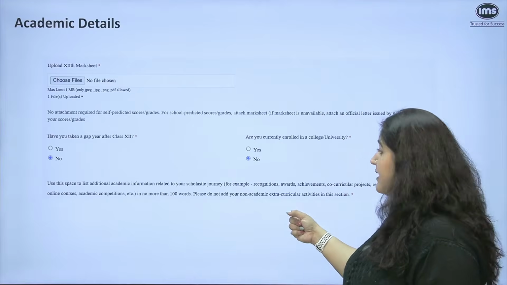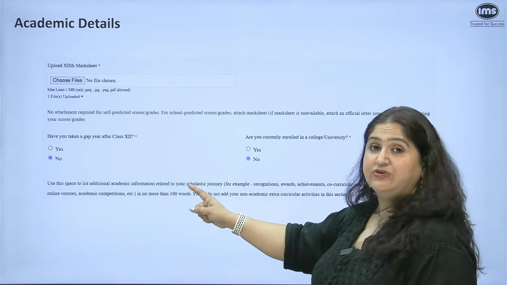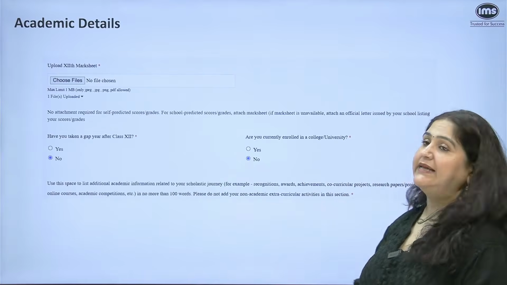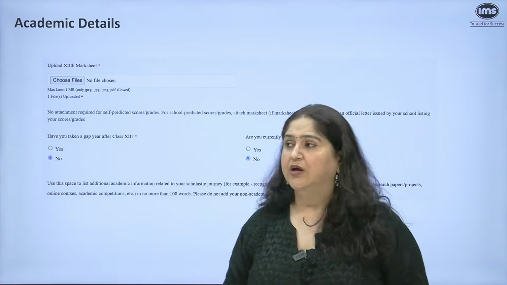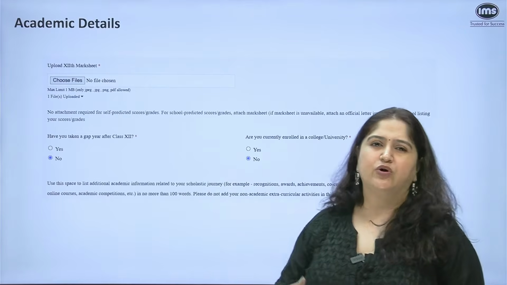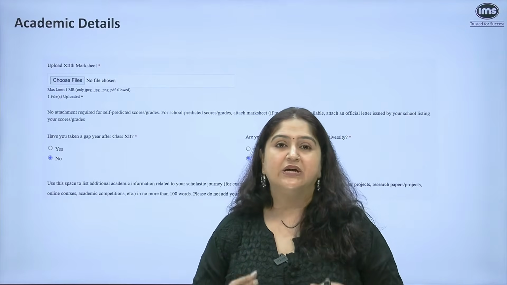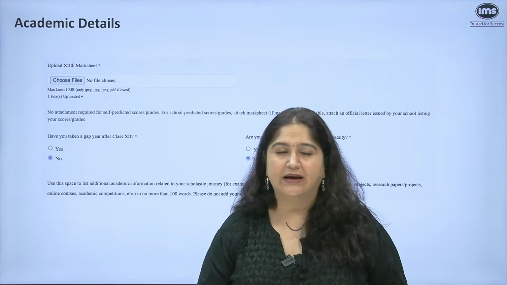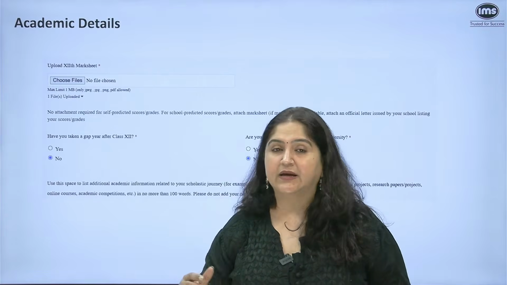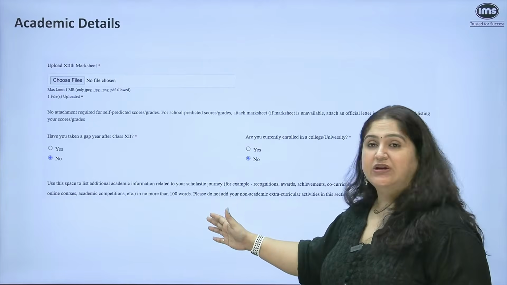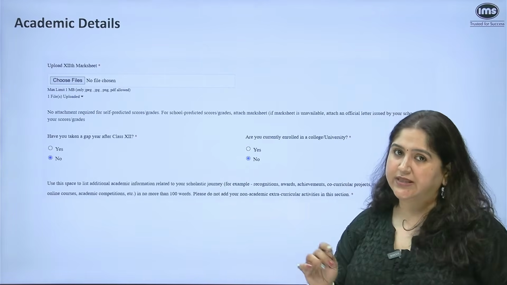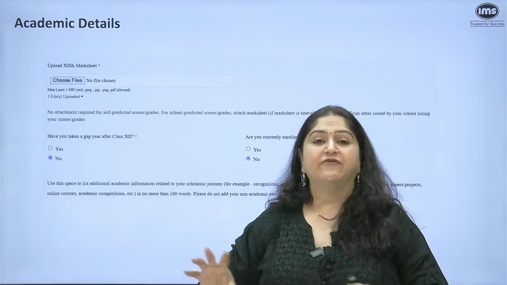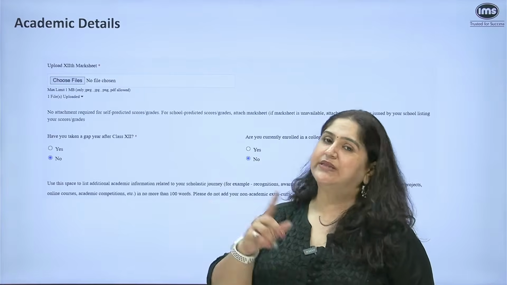The last section here says to use this space to list academic information, basically any activity you have done which is academic, where you have got a reward, recognition, achievement, where you are putting in your efforts, activities, extracurricular activities apart from academics. Mention it here. It's 100 words which has been given to you, so ensure that you are listing everything apart from the 3 which you want to highlight, which we will see in the next slide.